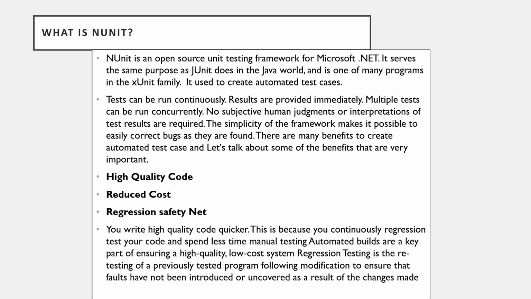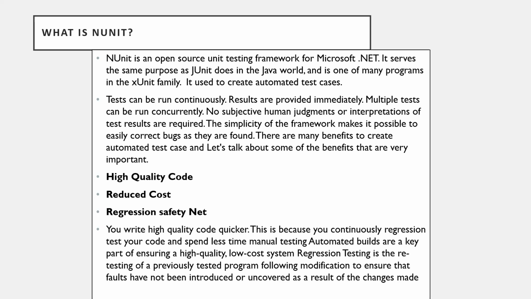The major benefits of NUnit are high quality code, reduced cost, and a regression safety net. When you do unit testing of your code, definitely it will give you high quality code, because you continuously regression test your code and spend less time on manual testing. Automated builds are a key part of ensuring high quality, and definitely lower cost. Regression testing is the retesting of previously tested programs following modifications, to ensure that defects have not been introduced or uncovered as a result of development. So these are the major benefits when you do unit testing.